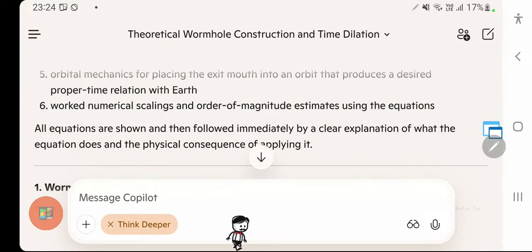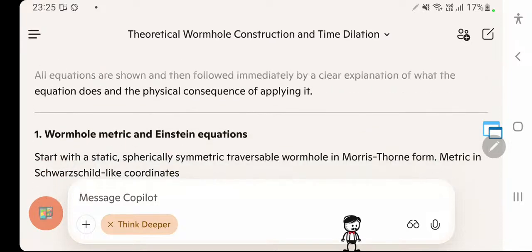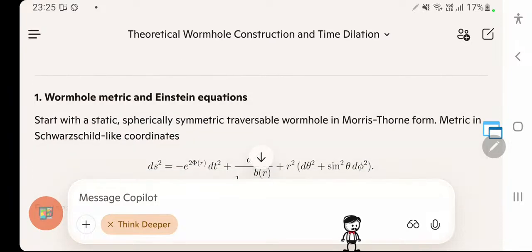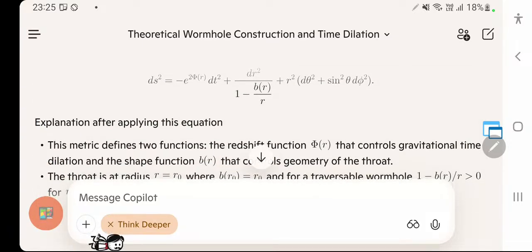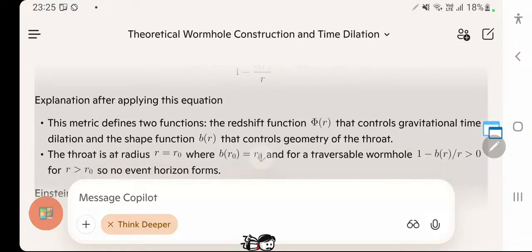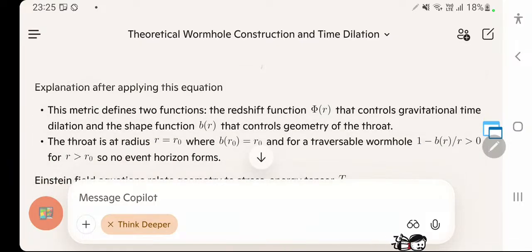All equations are shown and then followed immediately by a clear explanation of what the equation does and the physical consequences of applying it. Wormhole metric and Einstein equation. Start with a static spherically symmetric traversable wormhole in Morris-Thorne form. Metric in Schwarzschild-like coordinates. Here's the result. Explanation. After applying this equation, this metric defines two functions: the redshift function that controls gravitational time dilation and the shape function that controls the geometry of the throat.